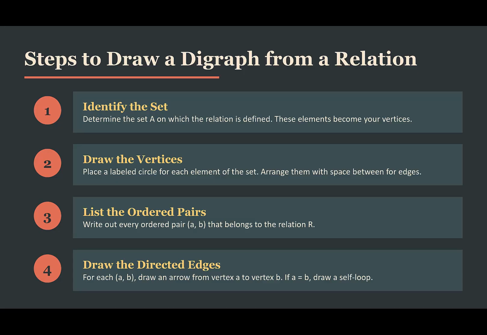So remember, when you're drawing your graph, start with identifying the set, put in your vertices, make sure you have a list of all your ordered pairs, then draw the directed edges for each (A, B) in the relation R.